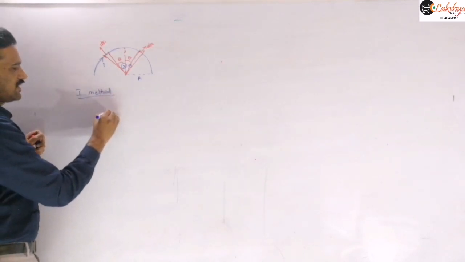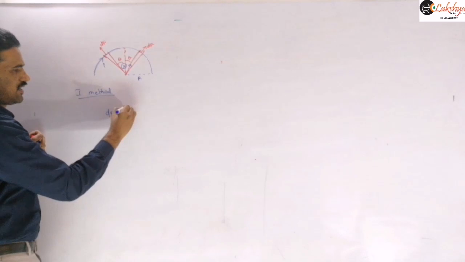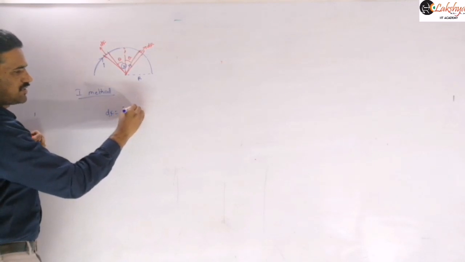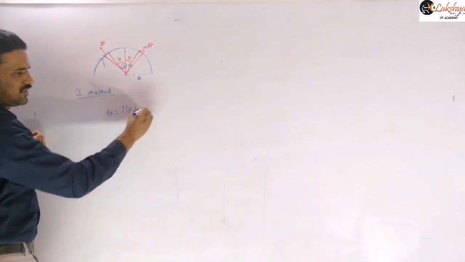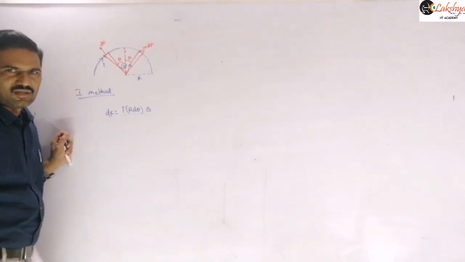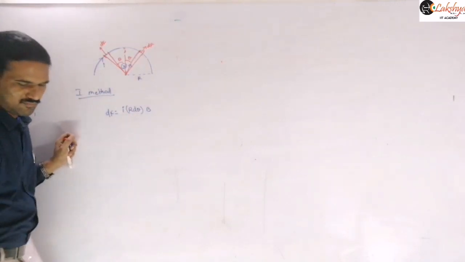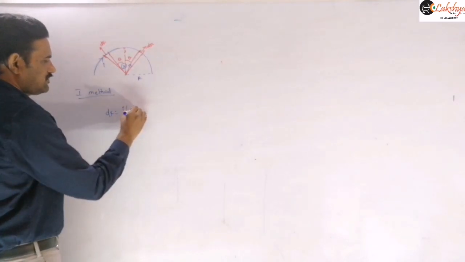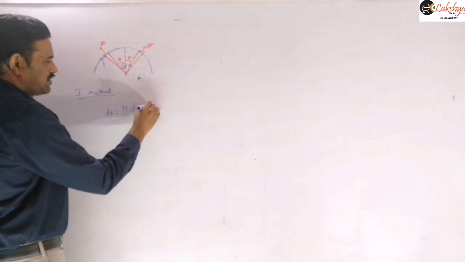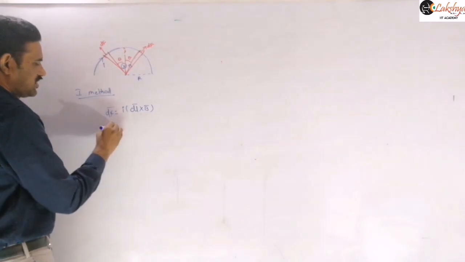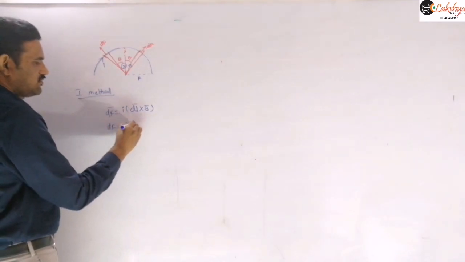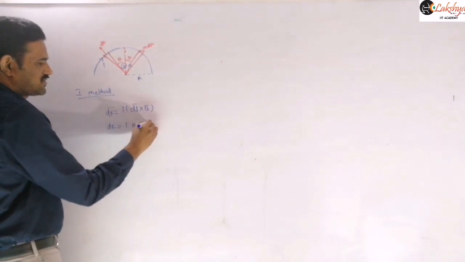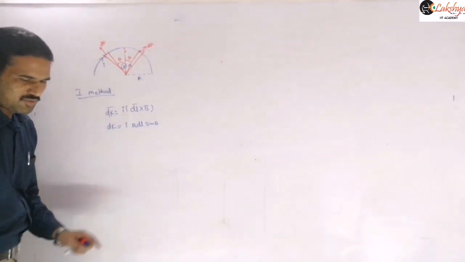Then we can write dF is equal to I dl, where dl is nothing but r d theta, into B. Both are perpendicular here. Or first let us write the formula: this is nothing but I dl bar cross B bar, so this is I into B into dl into sin theta. This is the formula.